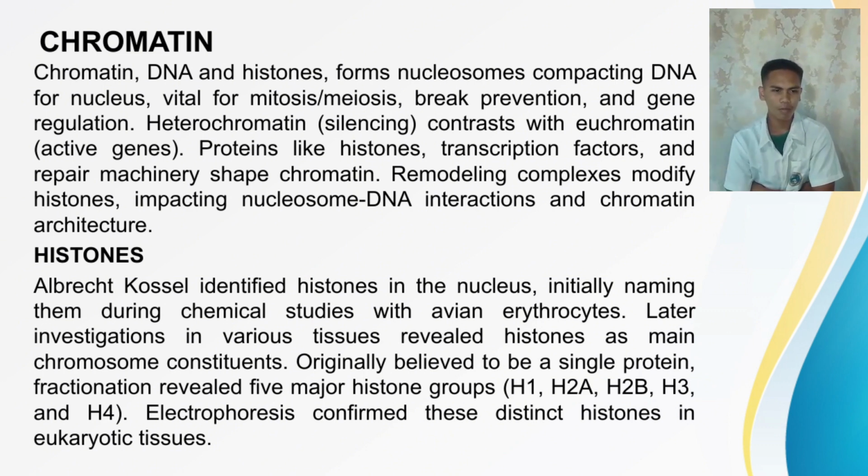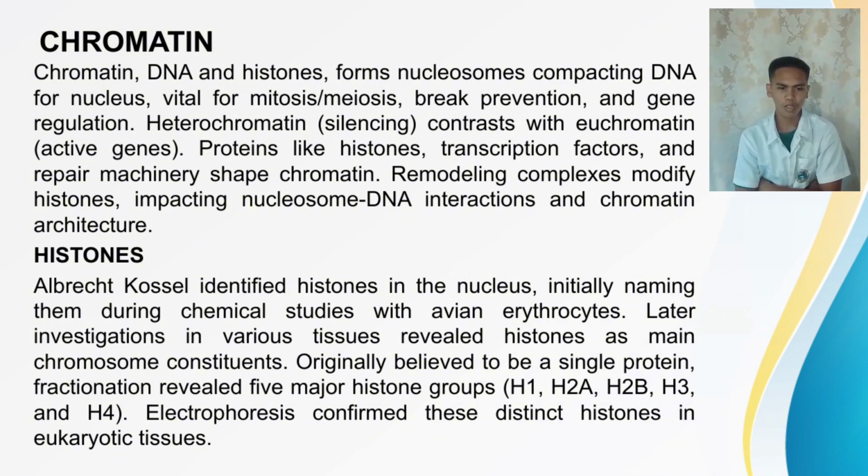Histones. Histones were identified in the nucleus during chemical studies, and later publications in various tissues revealed histones as main chromosome components, fundamentally based on the signal of proteins. There are 5 major histone groups: H1, H2A, H2B, H3, and H4. Electrophoresis of proteins confirmed the strength of histones in various tissues.